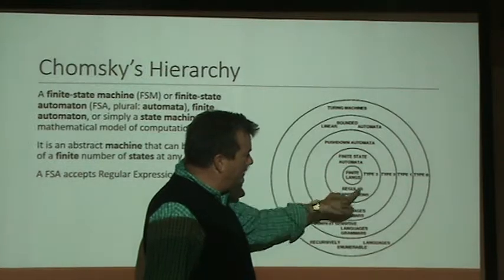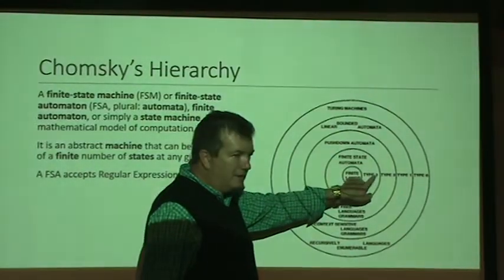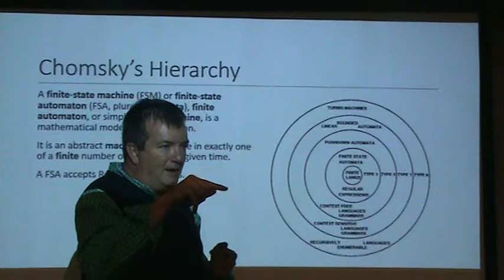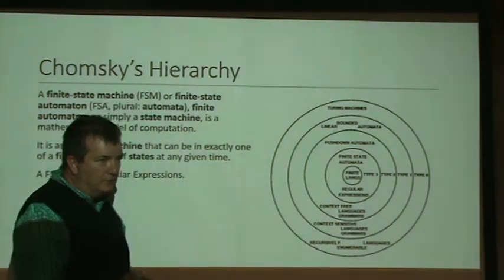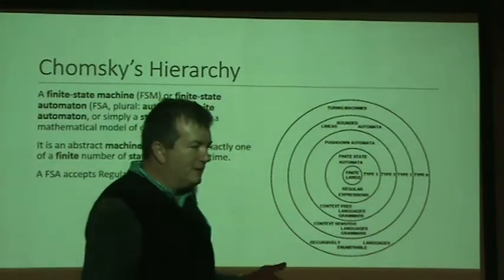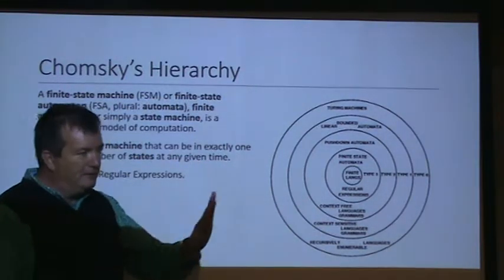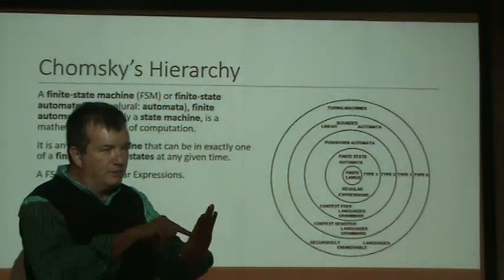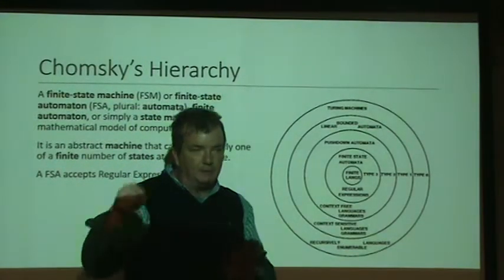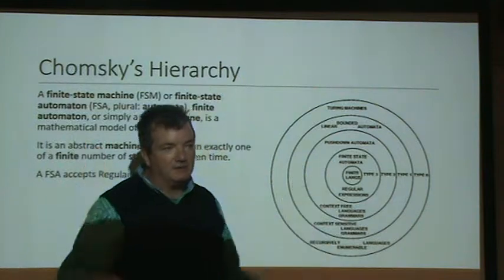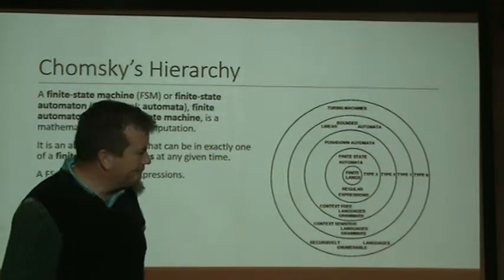The easiest type of computation is the type 3. That's where you have a state machine. You're hopping around from state to state, not allowed to use any memory. So you're reading a string like dog, you read a D, you hop to a state. You read an O, you hop to another state. You read a G, you hop to another state. And at that point you have to answer yes or no, is this in the language?